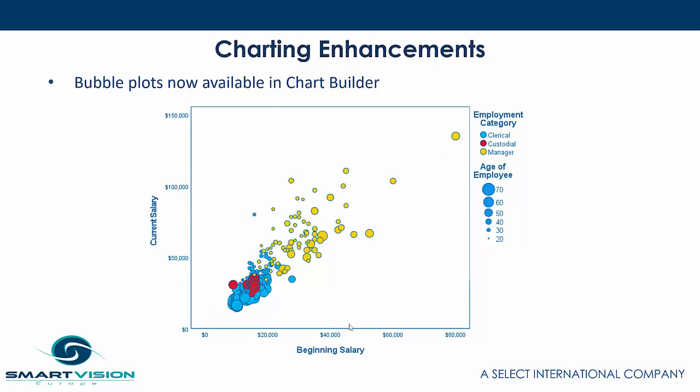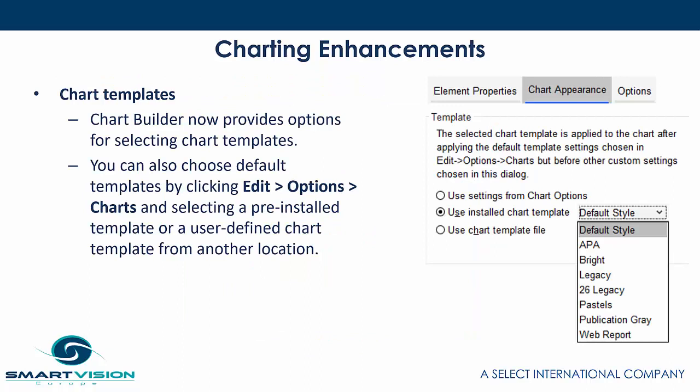So here we have current salary against beginning salary, colored by employment category, but where the size of the circles relates to the actual age of the employee, where larger circles mean that they're older employees. And also within the chart builder dialog, you can actually select a different chart template. There's a small sample of pre-built templates that you can choose, and again you can of course switch these so that a different template is used by default by going to edit options.